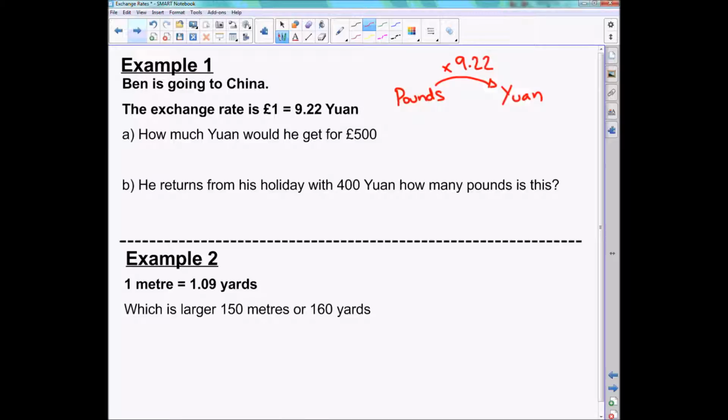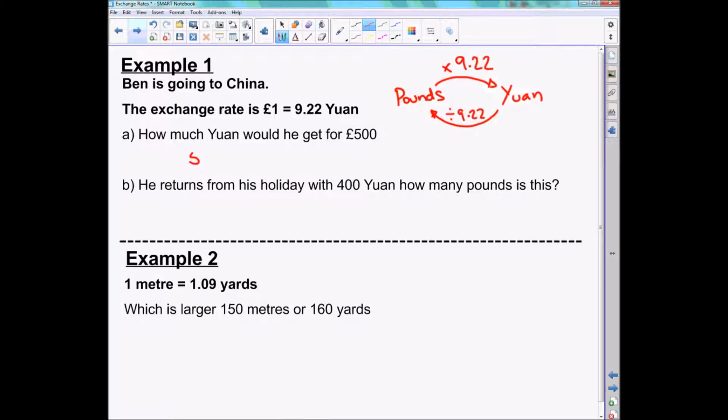Okay, so changing yuan back to pounds, what we need to do is draw an arrow going the opposite direction. And we're going to do the inverse. We're not going to times by 9.22, we're going to divide by 9.22. Okay, so drawing this up before we actually start the question, hopefully will make the question a lot easier and avoid any errors. Okay, so to start with, I'm asked to change £500 into yuan.